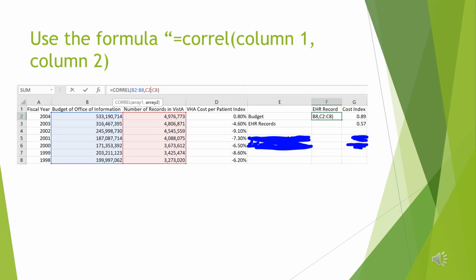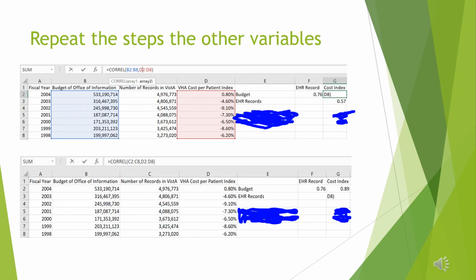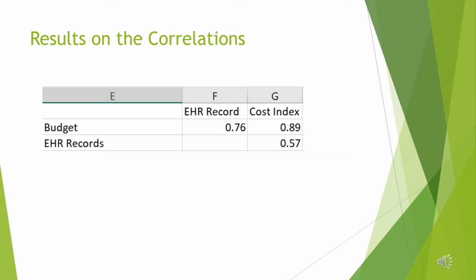We'll begin by finding the correlation between health records and the budget. So we want to use the formula equals correlation, and then we want to use columns B and C, just like that shown. And then we want to repeat those steps to find the correlation between the cost index and the budget using columns B and D with the same formula. And then for health records and cost index, we can use columns C and D. And it should be the final results, which will conclude our first task.